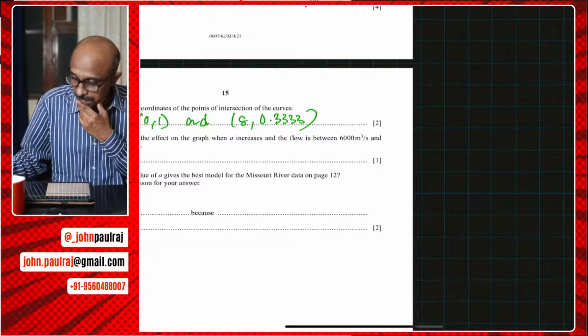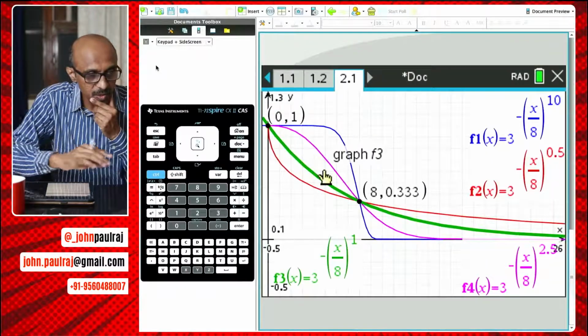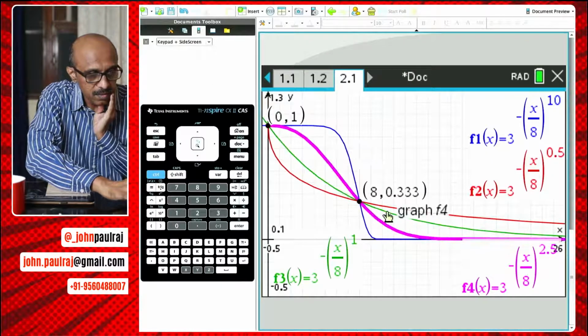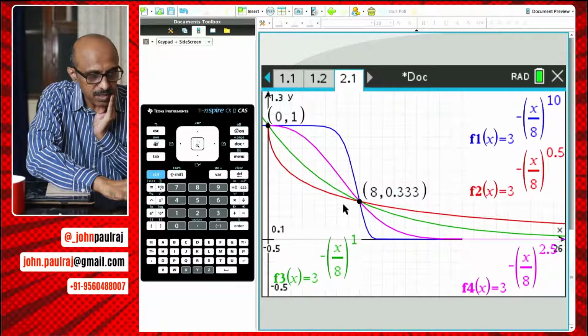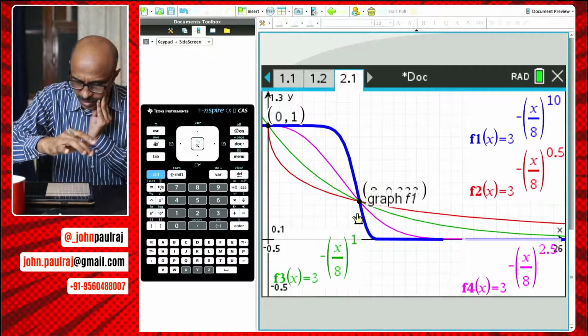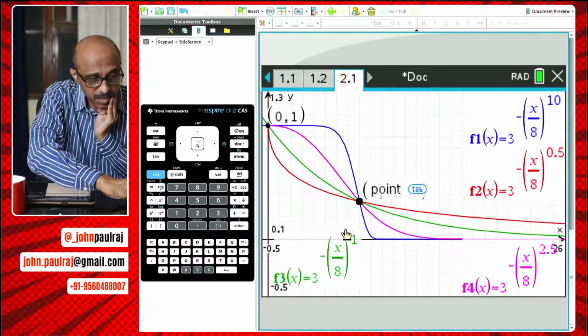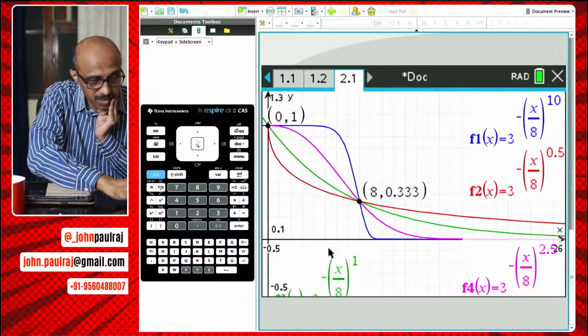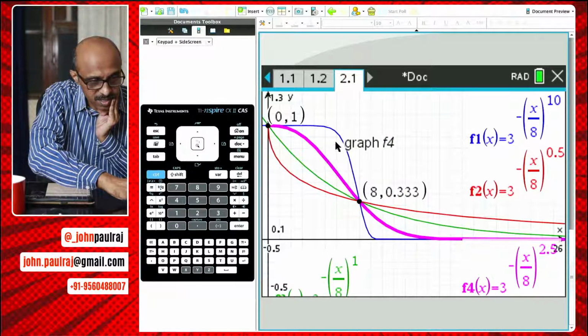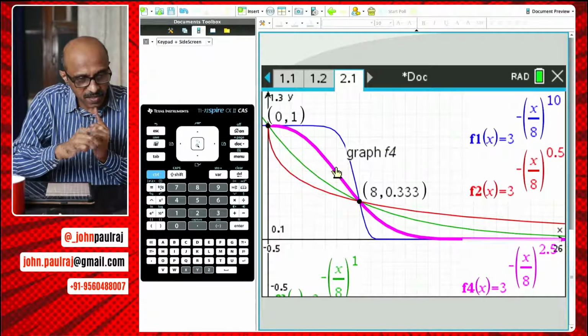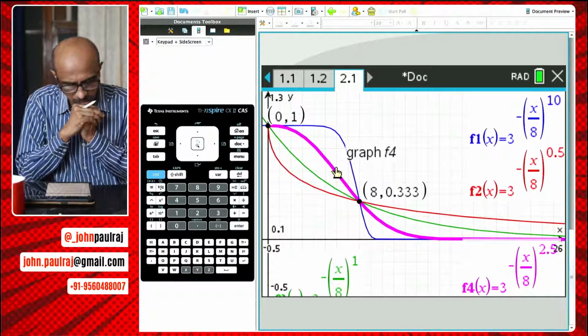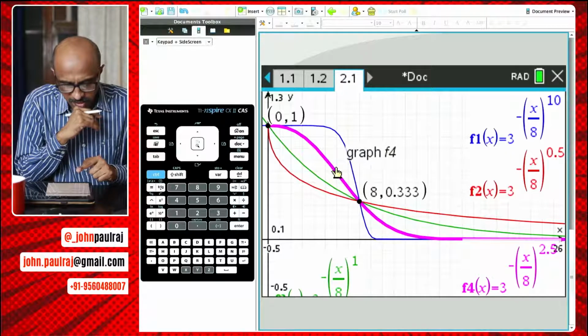Let me jump to that calculator. So between 6,000 and 8,000, right? They said 6,000. So that's 8,000, okay? And 6 should be somewhere before this, right? So describe the effect when A increases and the flow is in between.